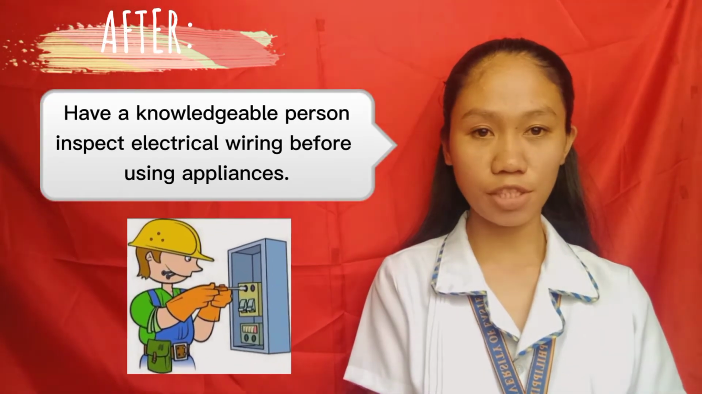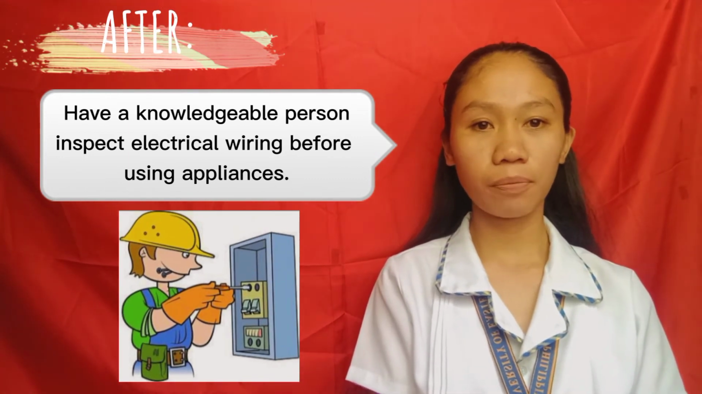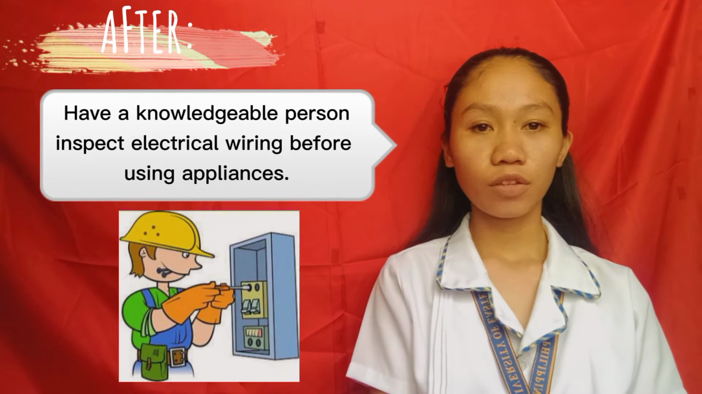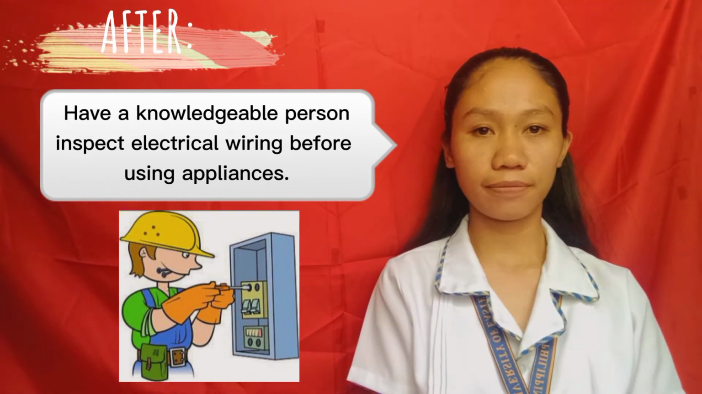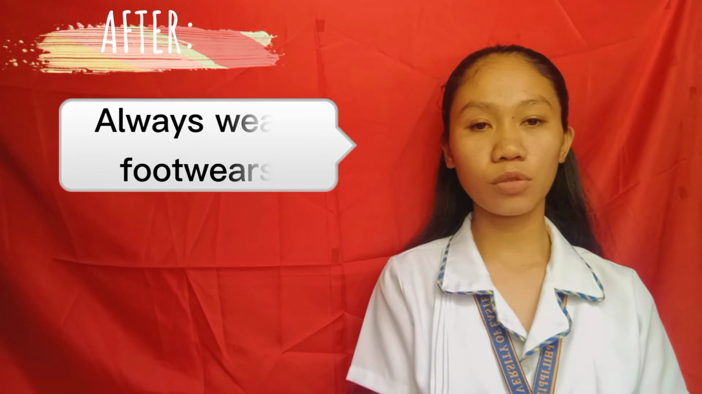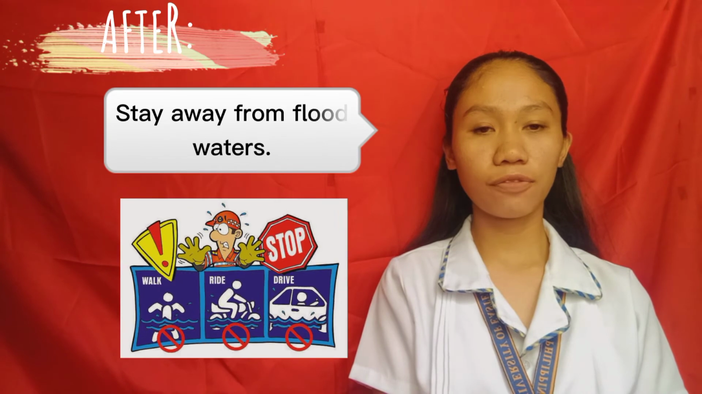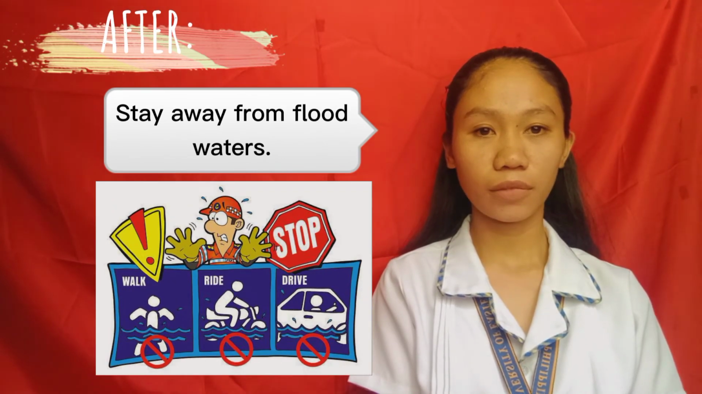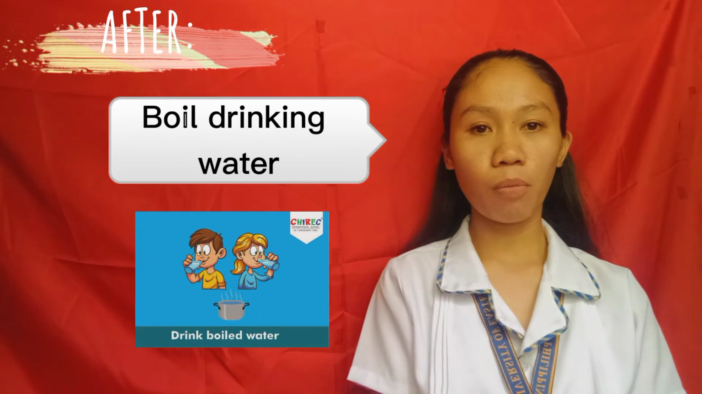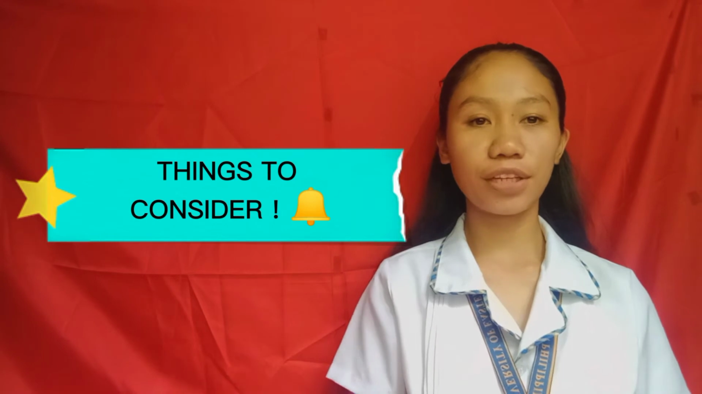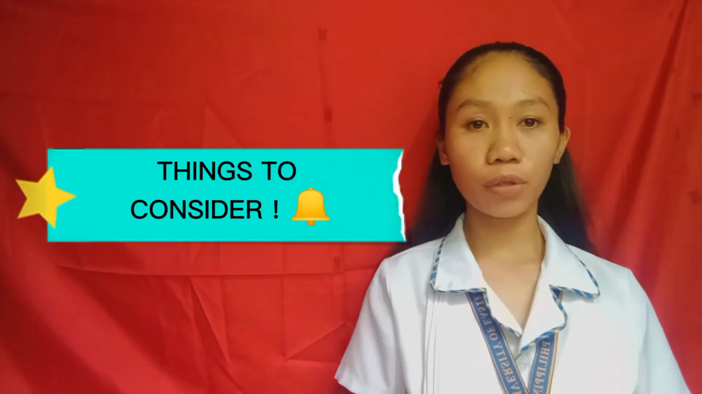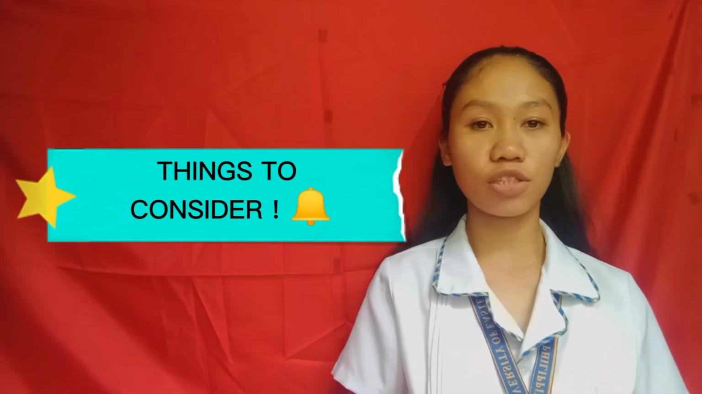After a typhoon, we need to have an eligible person inspect electrical wiring before using appliances to avoid any accident. Always wear footwear. Stay away from flood water. And the last one is boil drinking water. So class, those are the things that we need to consider to avoid accidents and severe damage after a typhoon.